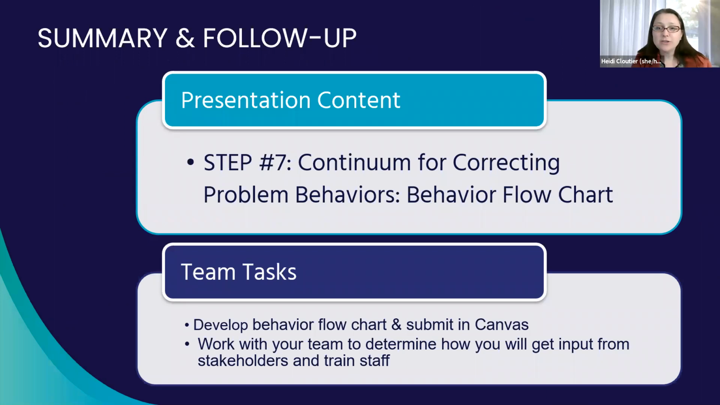Thanks for joining me to explore Getting Started step number 7, developing a flow chart. To summarize, your team tasks will include developing a discipline ladder or flow chart, submitting these documents to Canvas, and working with your team to determine how you'll get input from stakeholders and trained staff.